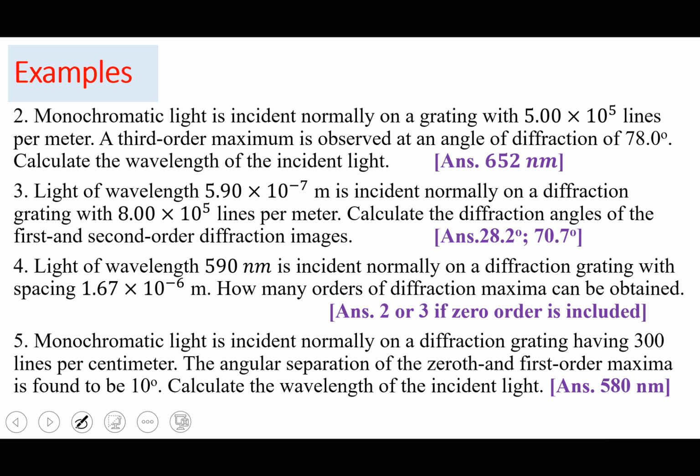Example 2. Most of these are easy, so I will not solve all of them. I'll just give a hint where possible, because we're just using the same equation, n lambda equals d sine of theta. I normally don't solve this for my students.